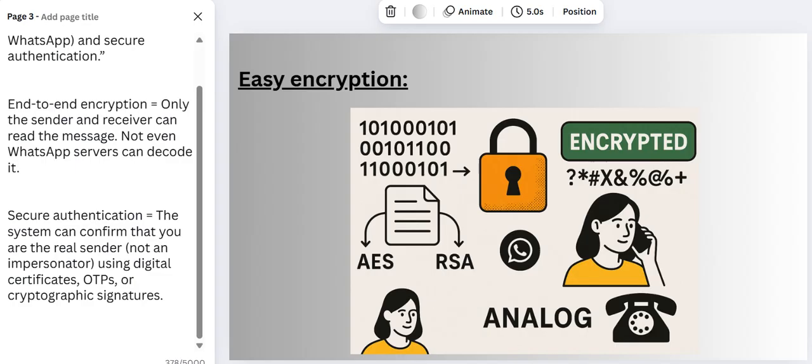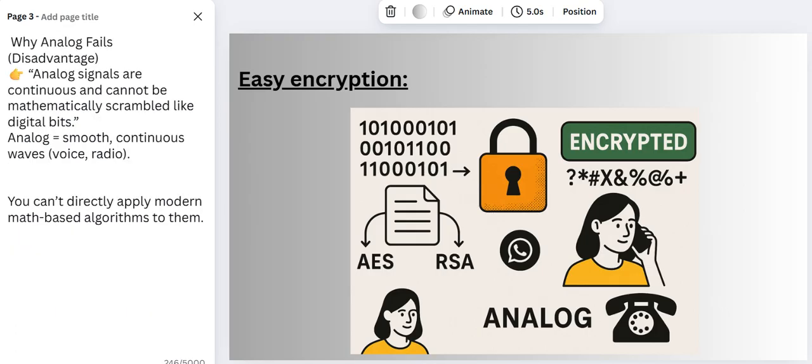Okay, using digital certificates, OTPs, or cryptographic signatures. And why can't analog do this? Because analog signals are continuous and cannot be mathematically scrambled like digital bits. Analog is a smooth continuous wave, like a voice or a radio. You can't directly apply modern math-based algorithms to them.